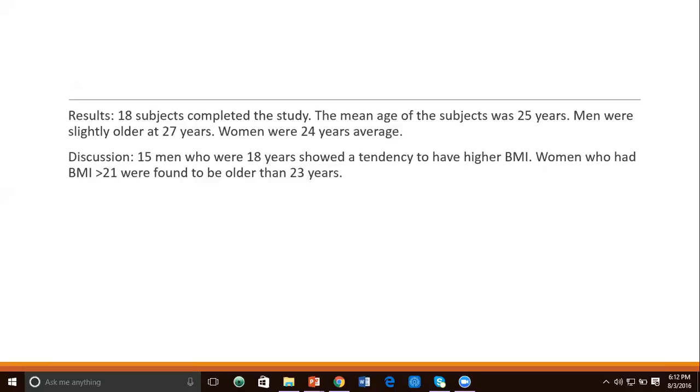Results: 18 subjects completed the study. The mean age of the subjects was 25 years. Men were slightly older at 27 years. Women were 24 years on average. This is probably already there in the sentence. Discussion: 15 males who were 18 years showed a tendency to have higher BMI. Women who had BMI were found to be older than 23 years. This is not really discussion, and it's just repetition of results.